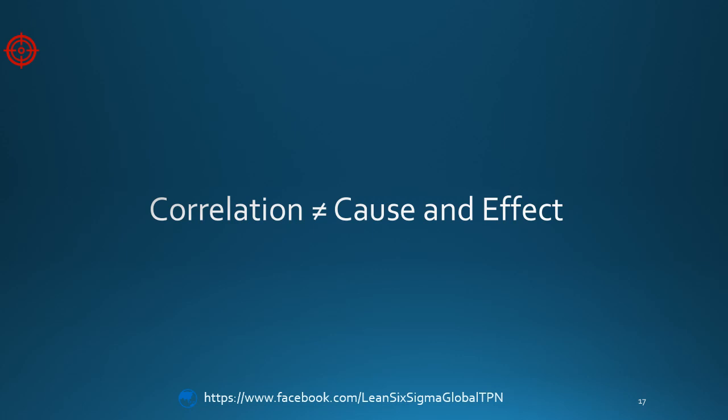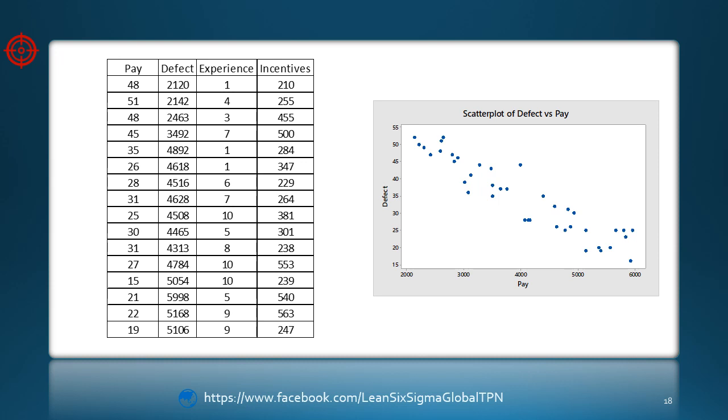Finally, if a strong correlation exists between the variables, it does not imply that one variable causes changes in the other variable. For example, consider a company that evaluates the relationship between average pay and the number of defects across its plants. They find a negative relationship between these variables. That is, the higher the average pay, the fewer the number of defects.